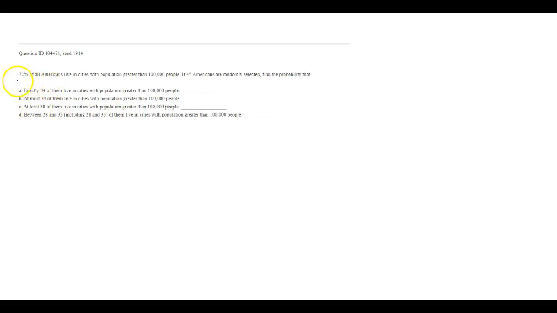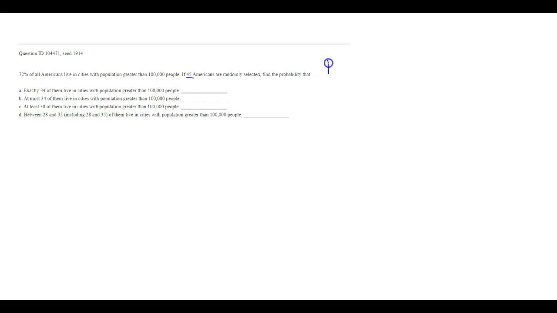Okay, so let's think about what we have. We have 72% live in the city, so they either live in the city or they don't. So this sounds like a binomial distribution, or a binomial probability we're going to be looking at. My n is our sample, so that looks like 45. That's going to be my n, and we'll need to know that. And at least 30. Let me think about that for a minute. How would I write at least 30?